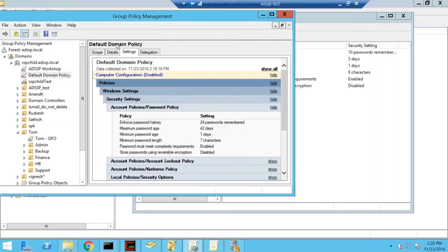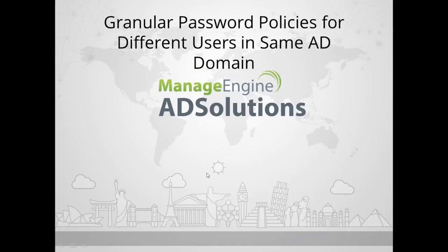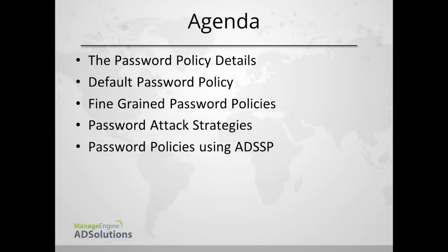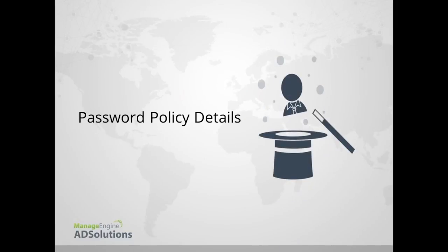So with that, I have just covered the default. I have covered password policy details and the default password policy. Now, in Microsoft Windows 2000 and Windows Server 2003, only one password policy could be applied to all users in the domain. And these policies were the ones which I just talked about earlier.